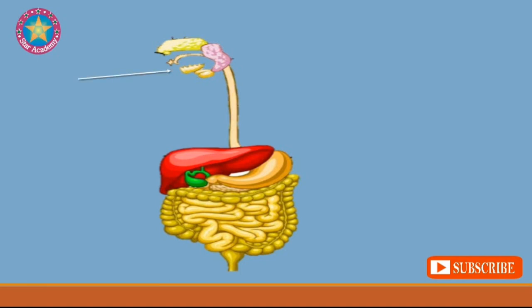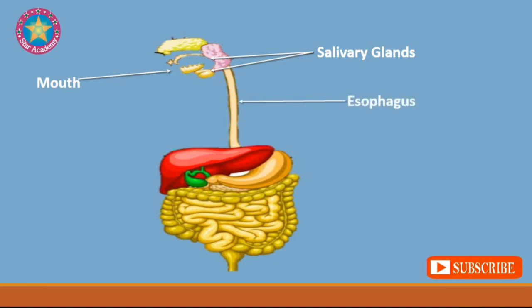Number 1 is mouth. It contains teeth and tongue. In the mouth we have salivary glands which produce saliva. Then here comes a long tube. This is called esophagus. Esophagus is connected to stomach.